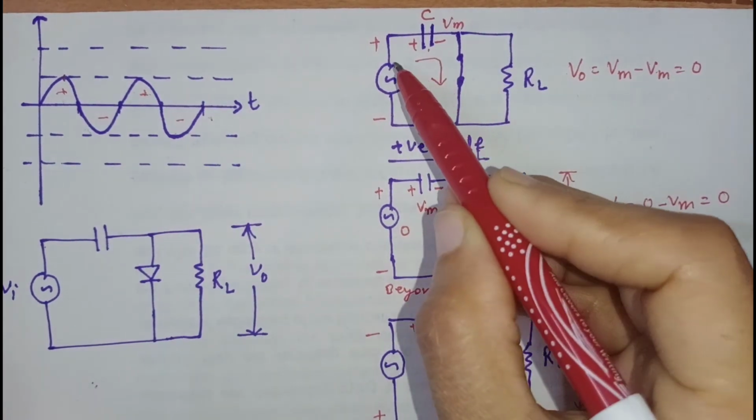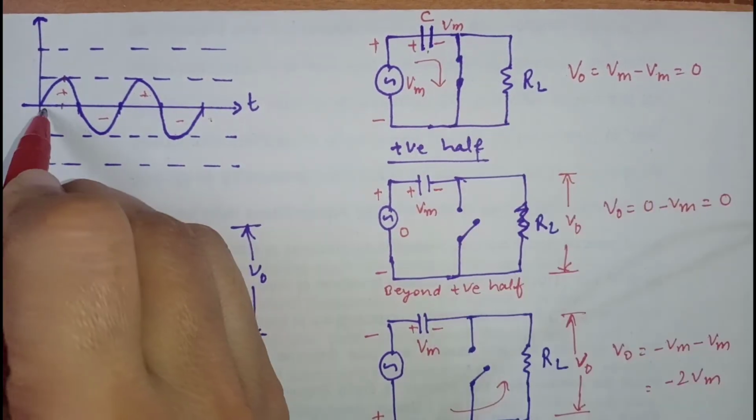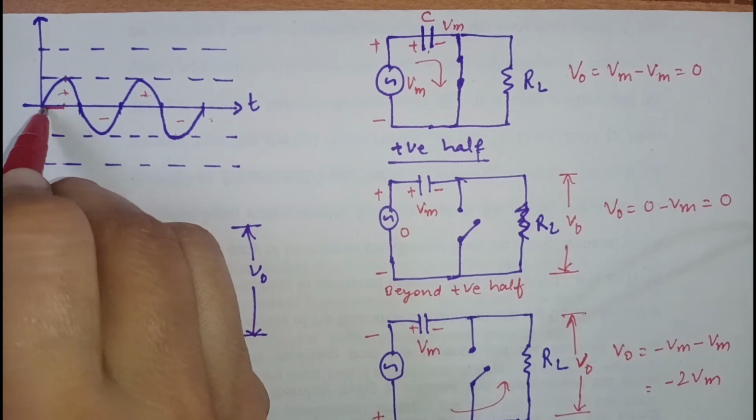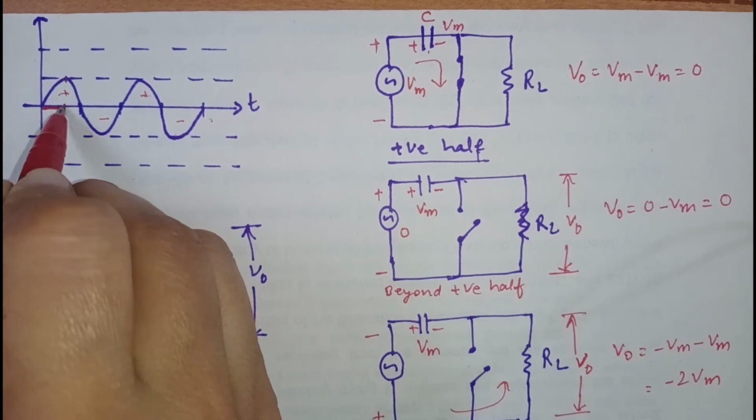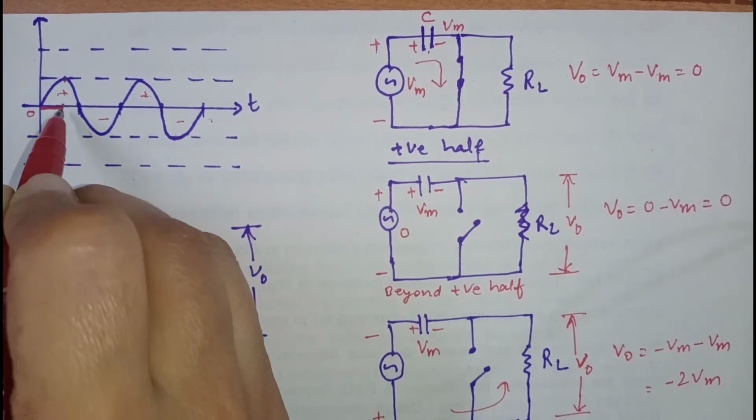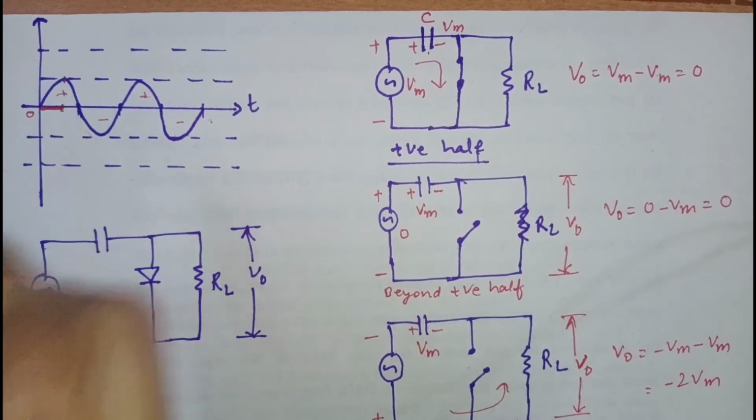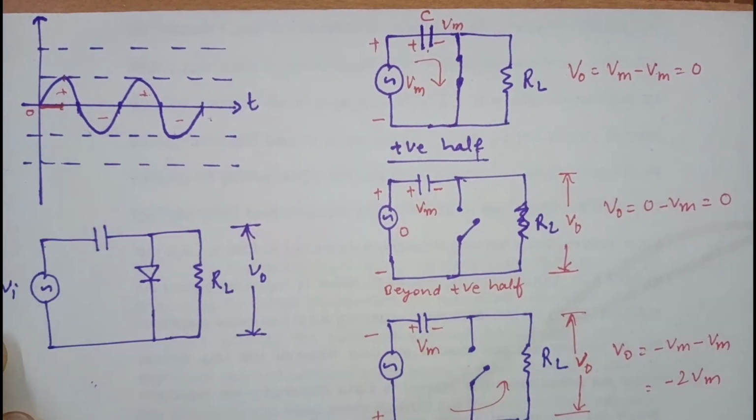We can also find this out in this loop by using KVL. We are drawing output waveform with red. So up to this point, the output will be equal to 0. So output wave will look like this one.